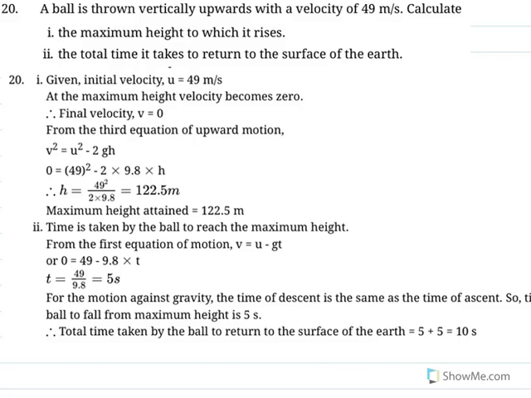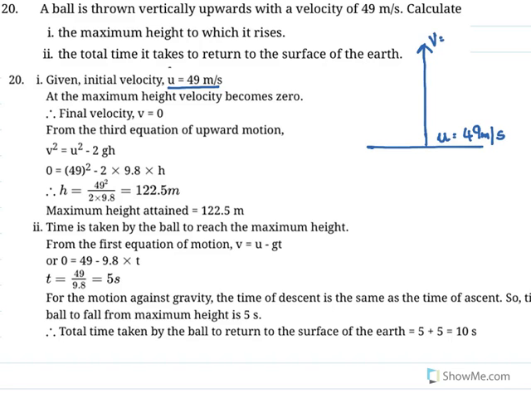A ball is thrown vertically upwards with a velocity of 49 meters per second. Calculate the maximum height to which it rises and the total time it takes to return to the surface of the earth. So here we have an object that is thrown vertically upwards with a velocity of 49 meters per second. So the initial velocity u is 49 meters per second.